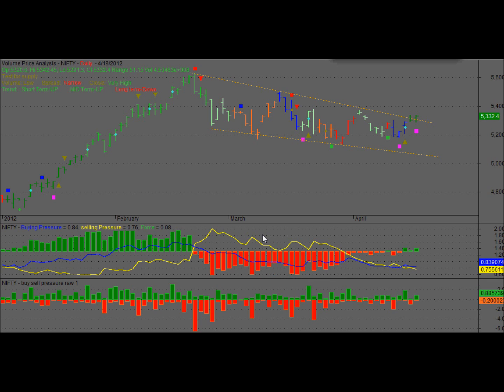The yellow line remains above the blue line, and also the raw BSP shows increased selling pressure. But at a certain point you can see that the selling pressure has started reducing, which is also shown in the raw BSP. The raw BSP gives a clearer picture, as from this point you can see increased buying pressure, which means there is some consolidation taking place in this region.